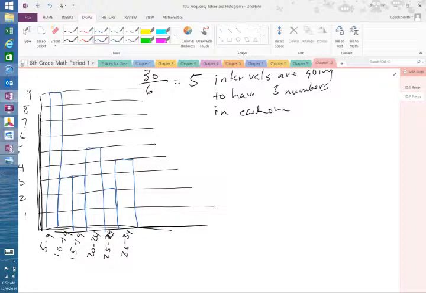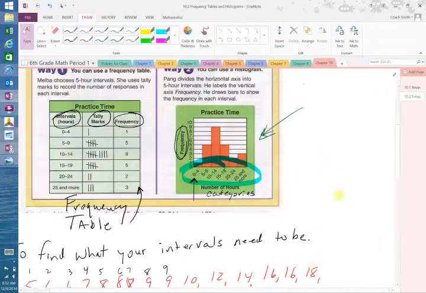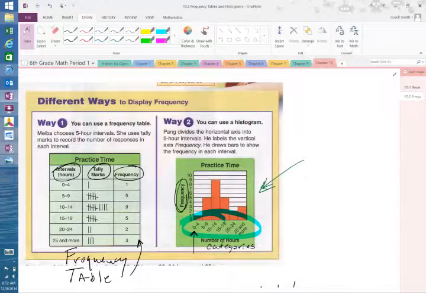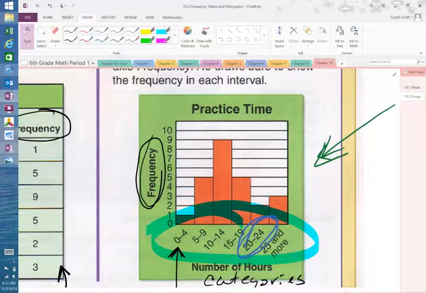All right, let's look at question number 1. Question number 1 says, how many members surveyed practice for less than 20 hours? So they want us to go back to the histogram, and they want to know how many participants practice less than 20 hours. Well, if we look at it, here's 20 hours right here. I'm going to blow it up here so we can see it better.